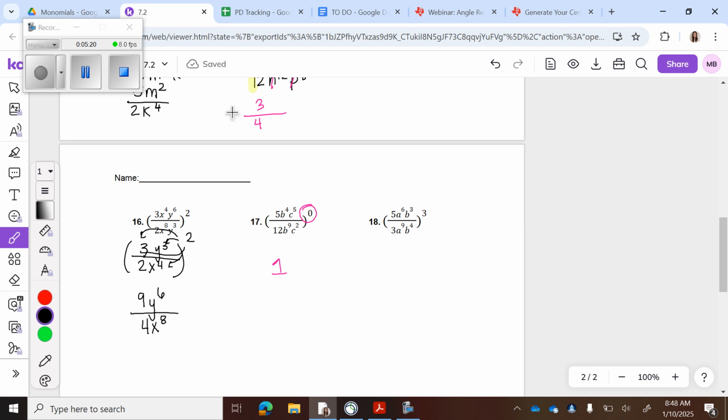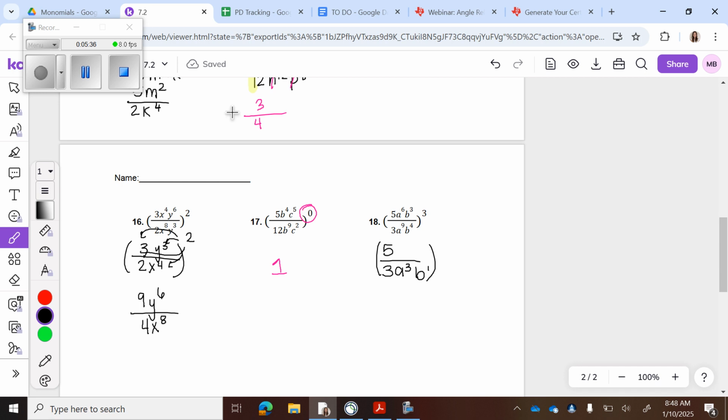All right, 18. I'm going to start by simplifying what's on the inside. 5 over 3 is going to stay the same. 6 and 9, well, 9 minus 6 is 3, so a to the third in the bottom, or the denominator. And then 4 minus 3, that's 1, so b to the first in the denominator, because 4 is bigger.